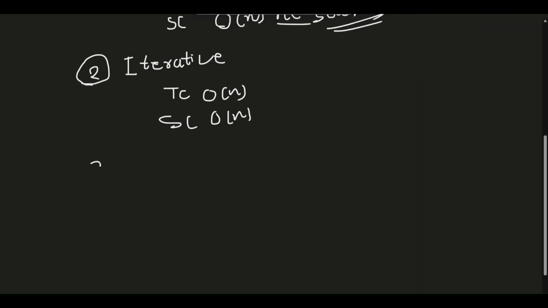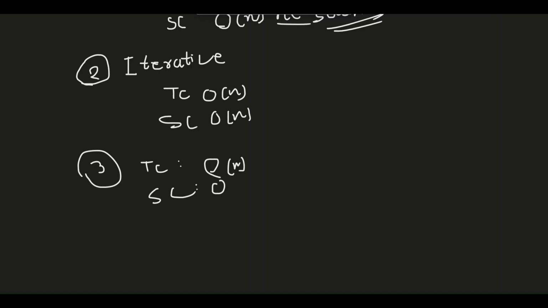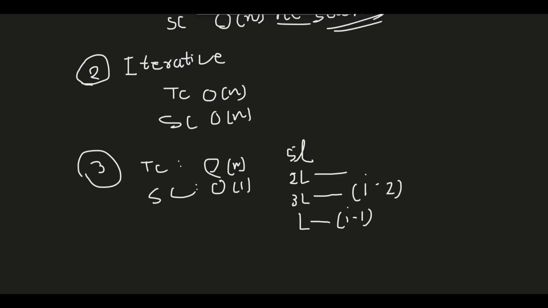And the third is the most optimal way: the time complexity is big O of n and the space complexity is big O of 1, because we are only storing the second last element and the third last element. Let's say l is the last element, meaning the (i minus 1)th element. The second last element is the (i minus 2)th element, and the third last is the (i minus 3)th element.